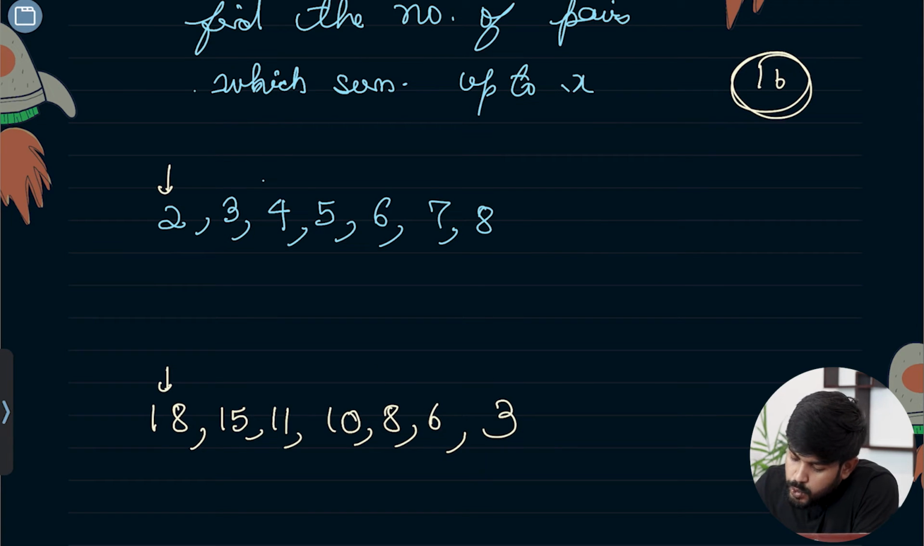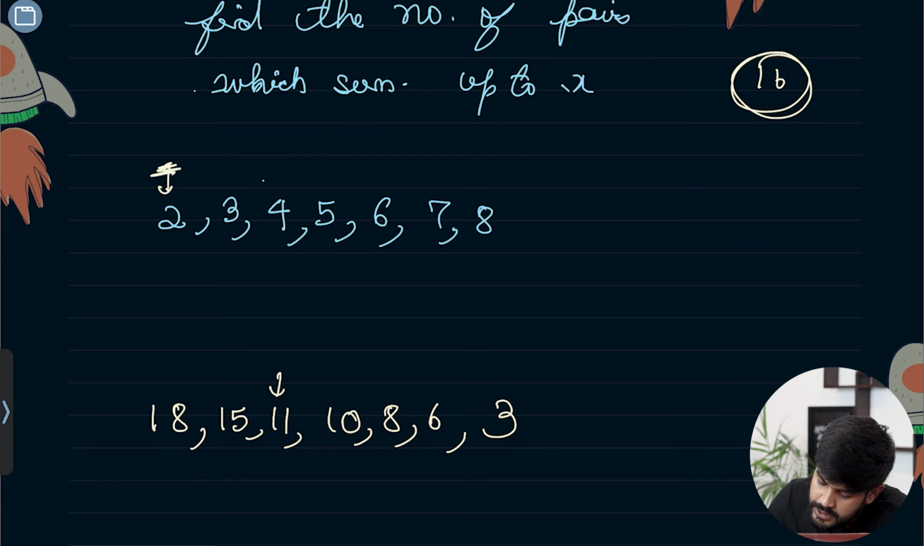So if we want to lower down the value, we would just move this pointer, so that it is 2 and 15. Now 2 and 15 is 17, which is again greater than 16. So we need to decrease the value. So now 11 plus 2, it is less, 13 is less than 16. So we need to increase the pointer.